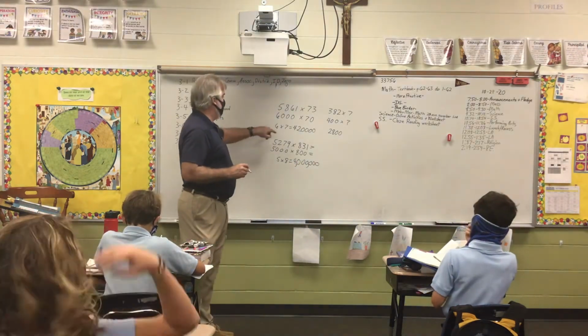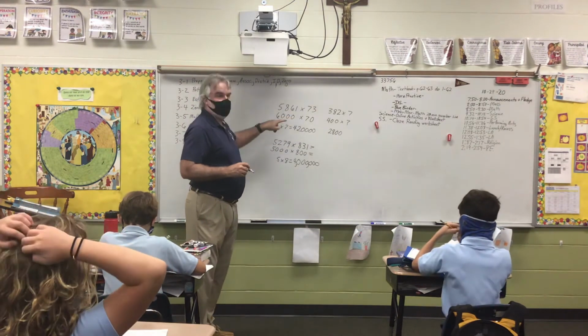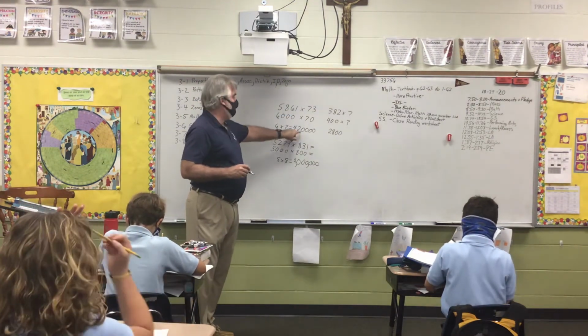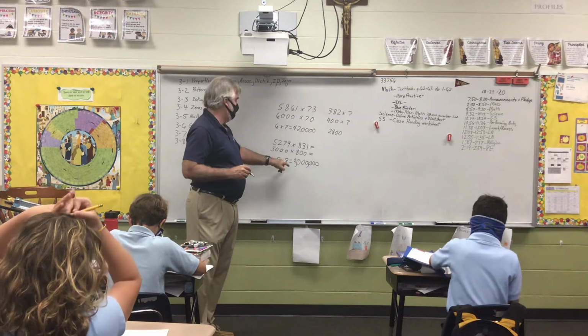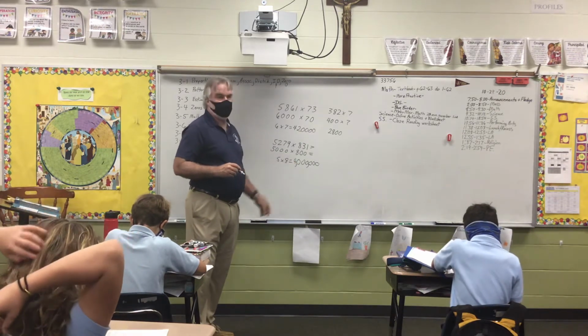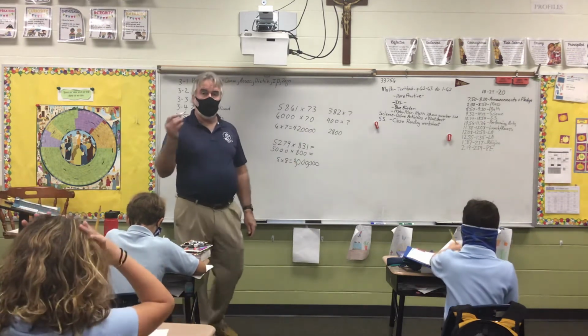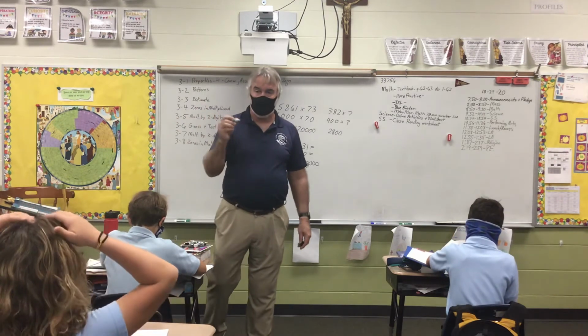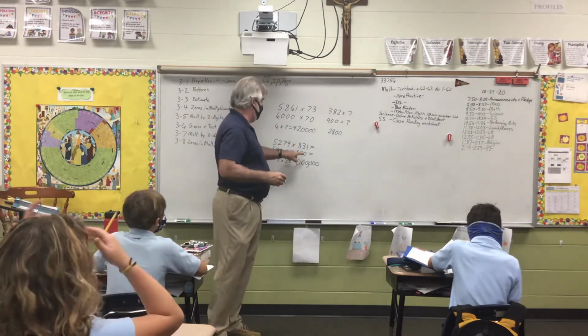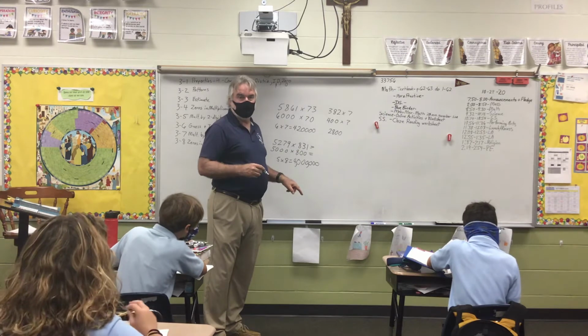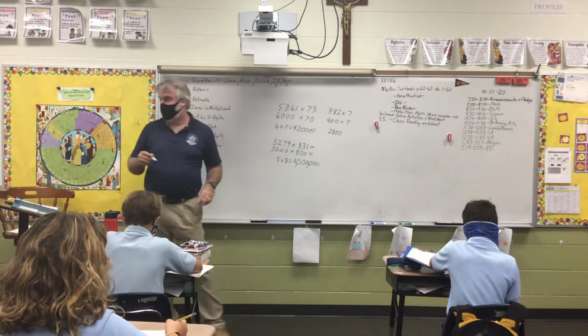Because up here I had 6 and 7 and it came to 42. Down here, 8 and 5 goes to 40. And that's my whole point on that. Make sure that you're not counting this 0 as one of these. Okay? Does everyone understand that?